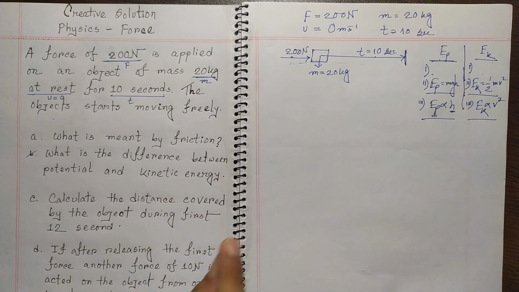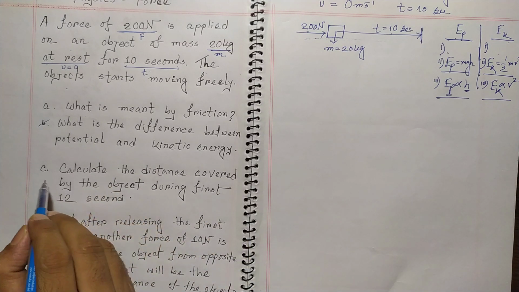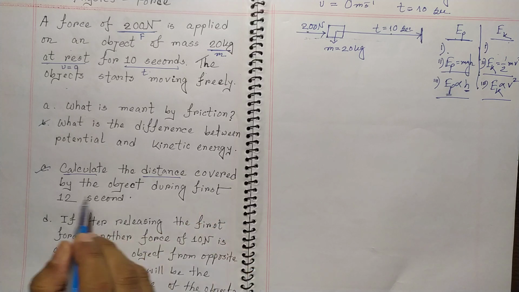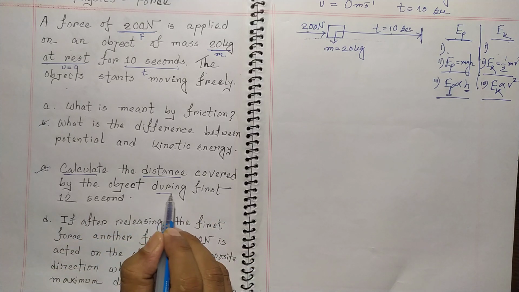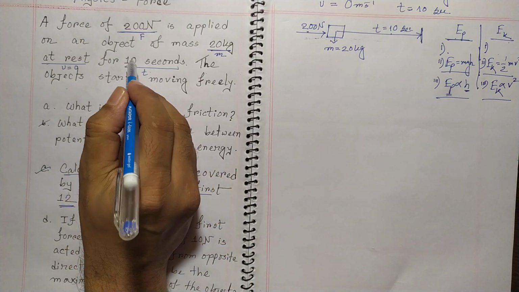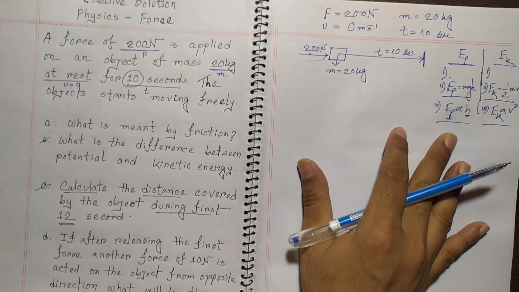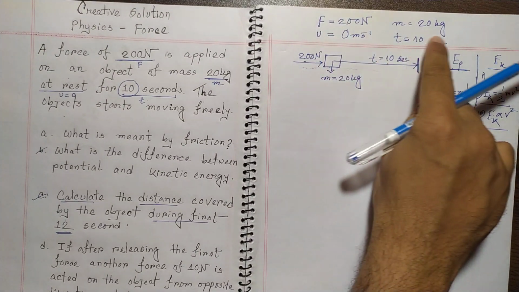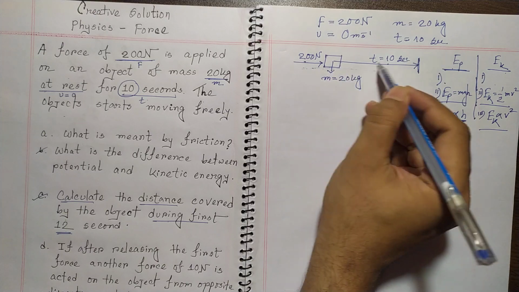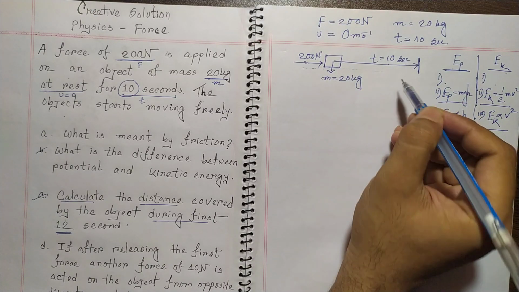Now think about the C question. This is very important. The C question says: calculate the distance covered by the object during the first 12 seconds. The interesting thing is that here 10 seconds is given. So the data given in the stem we know. Now we need to find the acceleration, because for these 10 seconds the force was applied.